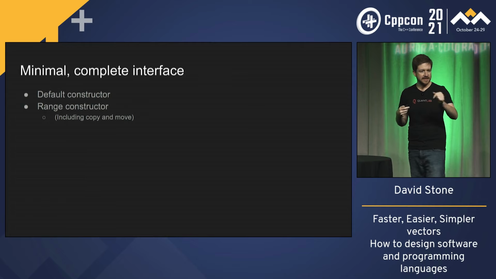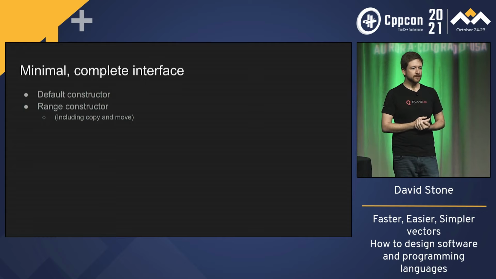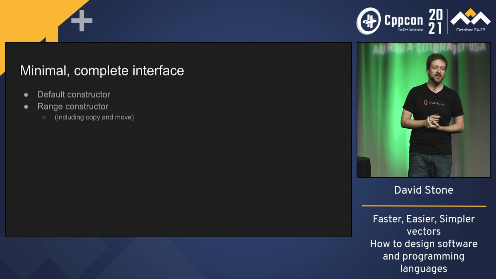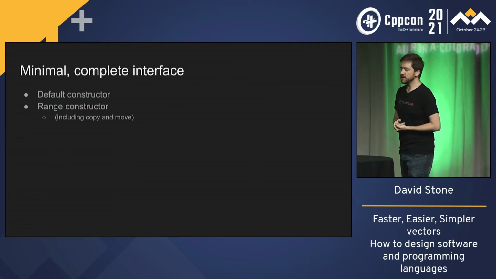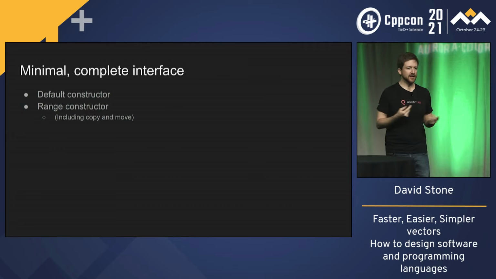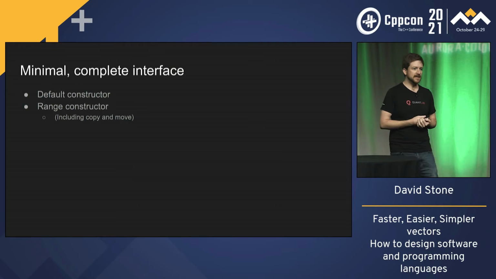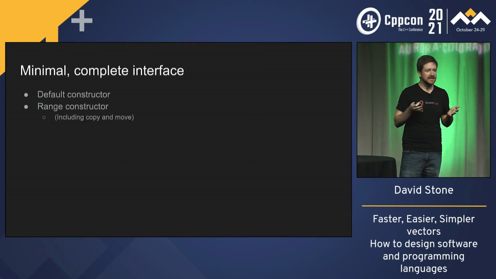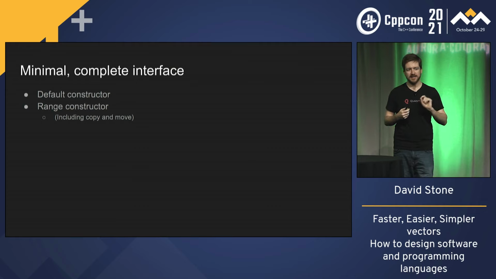Yes, Dave? You have the range constructor, you don't need the default constructor. So the comment was, if you have the range constructor, you do not need the default constructor. Yeah, so then you could basically construct from an empty range. That would be the effect of the default constructor. Yeah, it's purely a syntactic addition, I guess. So that is a very good point, and I'll get to that in just a second.